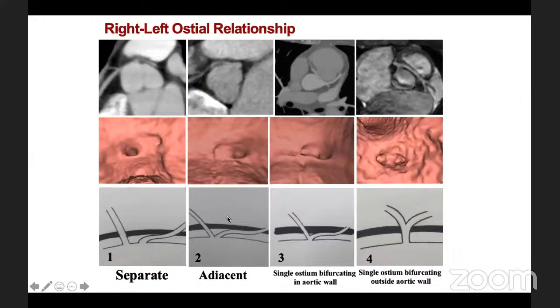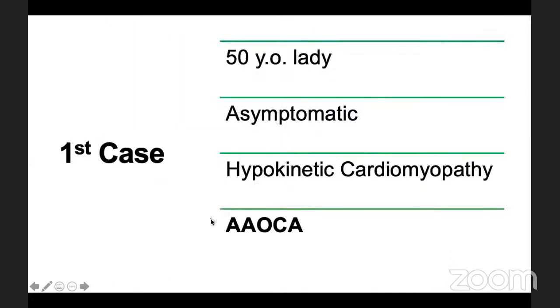So all these three possibilities can include the chance of an intramural course. That is something that we want to recognize and highlight to the surgeon. I will present a case of anomalous aortic origin of coronary arteries. This is a 50-year-old lady who was symptomatic with ischemic cardiomyopathy. So there's a 42% ejection fraction with a negative stress test at the nuclear medicine test.